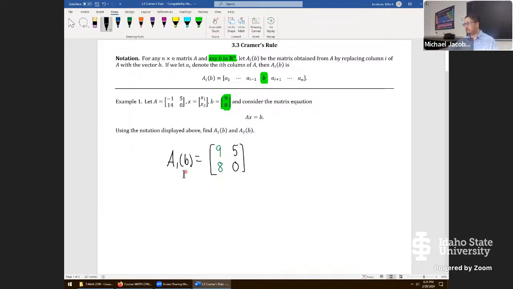Okay, likewise, it's not terrible notation. We just have to be familiar with it if we're going to use it. A2B goes: first carry in the original column, 1 of A, -1, 14. And because it's specified as subscript 2, we'll take this vector B and throw it into the second column for a 9, 8.